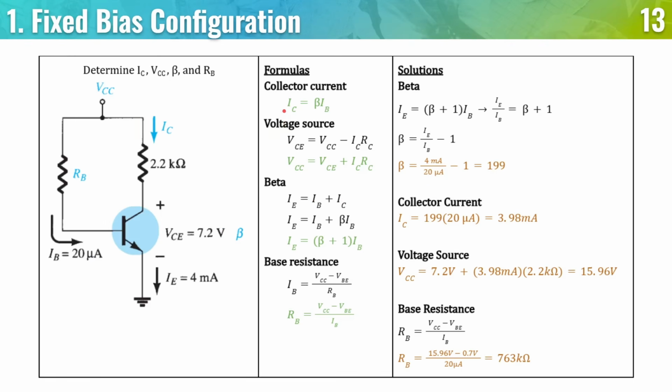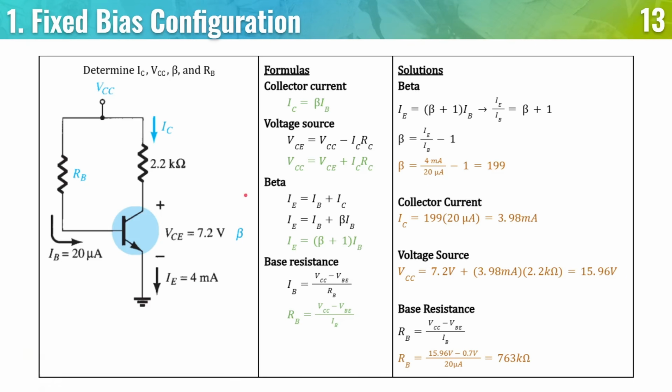Knowing that we do not have IC and we do not have beta, the next thing that we can use is the emitter current. So IE is equal to IB plus IC. And again, if we don't have IC yet, let's substitute it with beta IB, and then factor out IB from these terms. So we have IE is equal to beta plus 1 times IB, which we will use later.